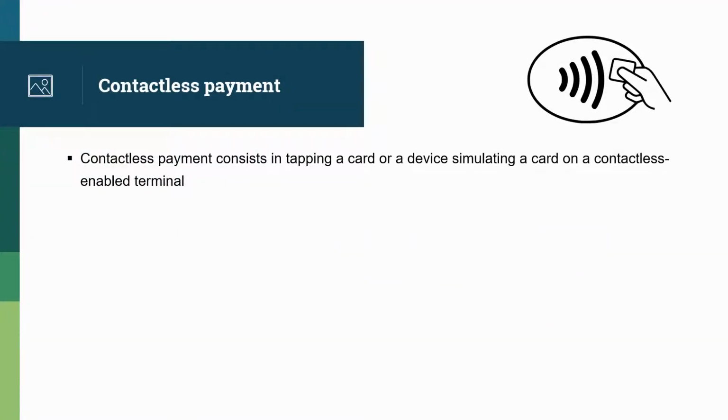Contactless payment consists in tapping a card or a device simulating a card on a contactless-enabled terminal. Throughout the course, we will focus on the use of a real card. But each brand also has a way to make contactless payments with a mobile device. In the same way, it is also possible to make payments with objects that have been given contactless capabilities, like a watch. There are two operating modes. Those are MagStripe mode and EMV mode. And we will look in details at the difference between the two modes.